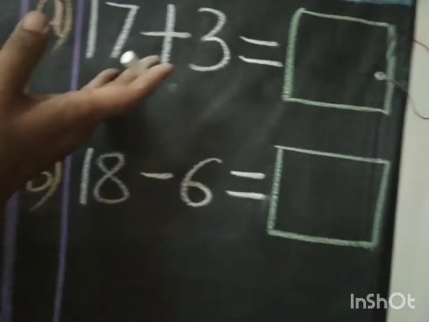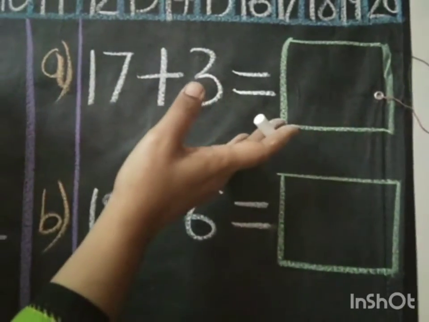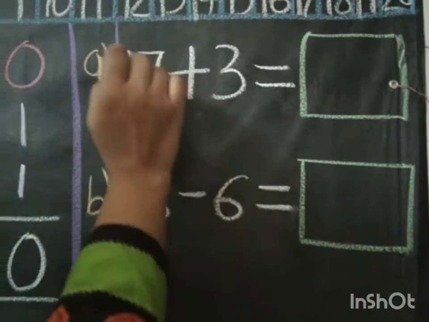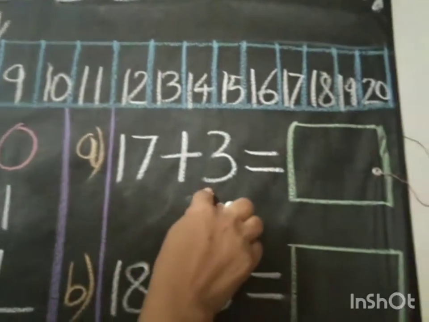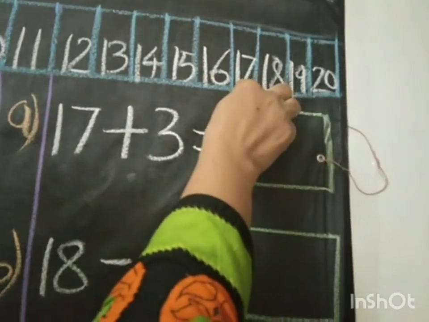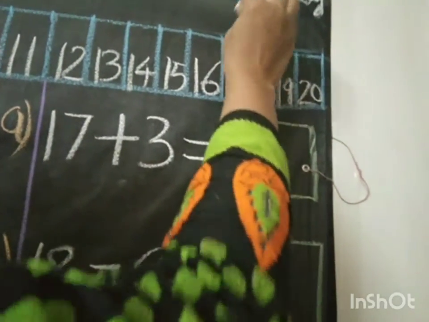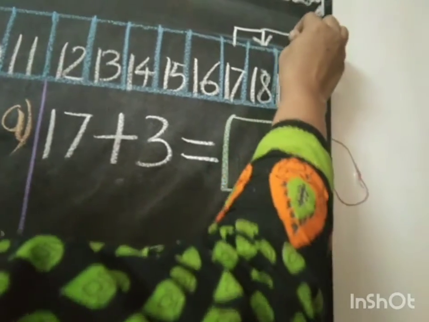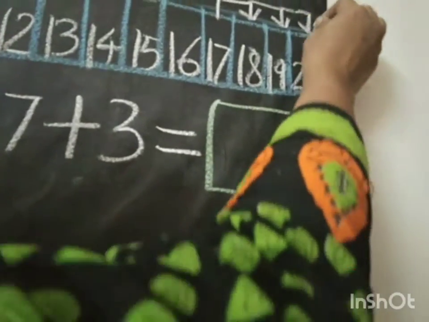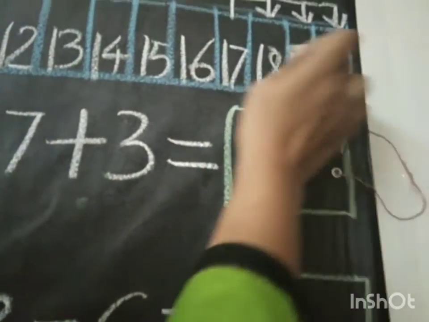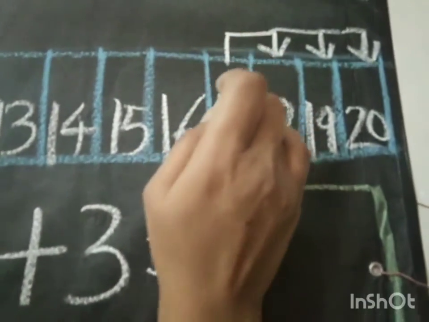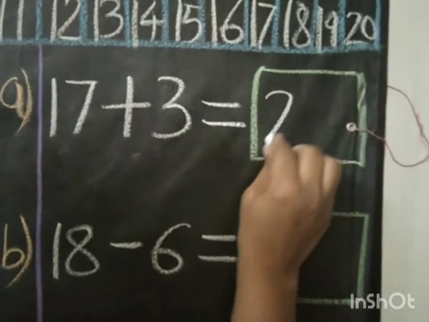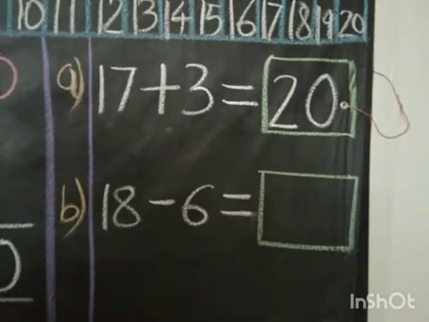Here we will add or subtract in horizontal way. Okay. Now again we will use the number strip. Here 17 plus 3 is written. Now 17 is there. Now 3 times we have to count. So 1, 2 and 3. So 17 plus 3. We start from 17, then 18, 19, 20. So the answer is 20.